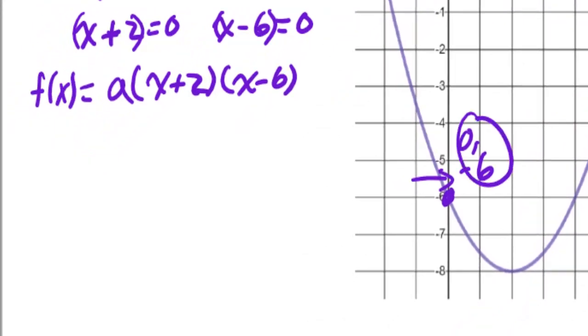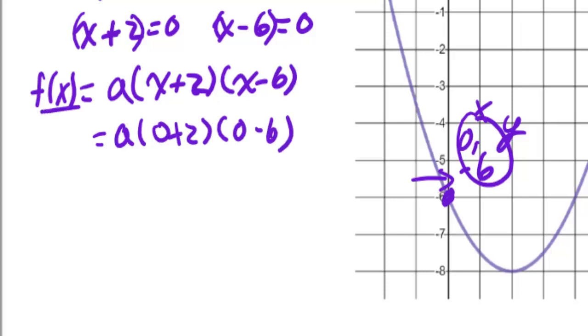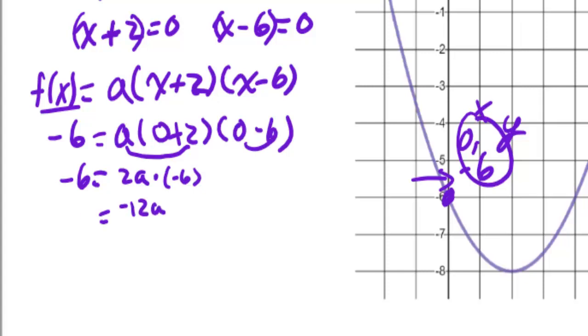And I am going to use the point right here, which is (0, negative 6), the y-intercept, for x and y. And I'm going to substitute 0 in place of x. So I have 0 plus 2 and 0 minus 6. And in place of f of x, that's my output values, which is the y, which is negative 6. And now I just solve for a. So I end up with a times 2, which is 2a, times negative 6. So I end up with negative 12a equals negative 6. And of course divide by negative 12 on both sides, and a equals 1/2.